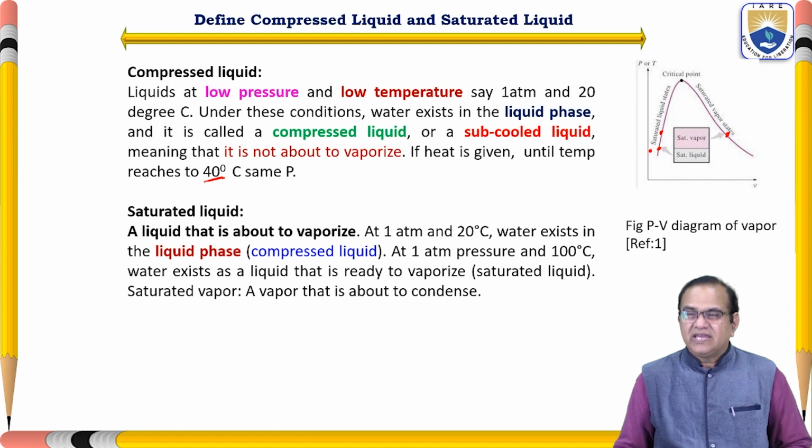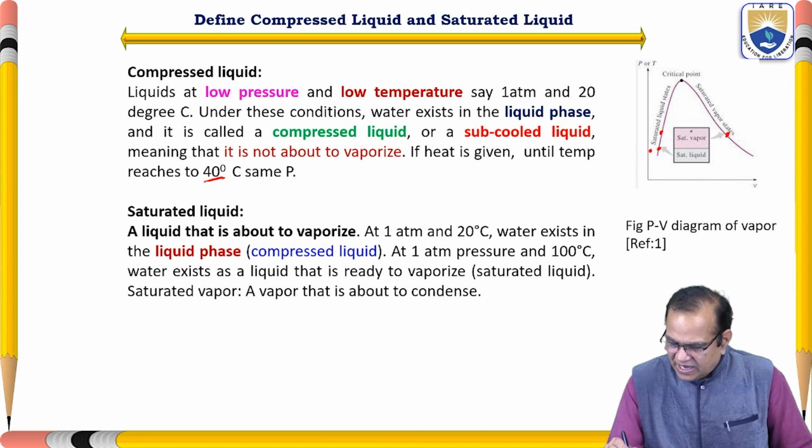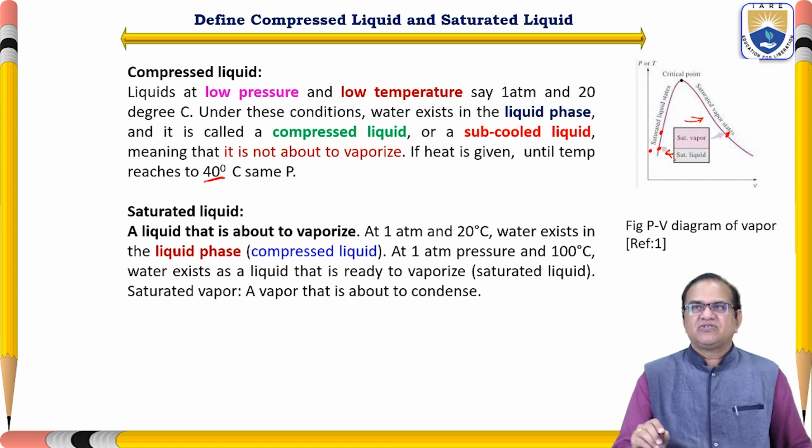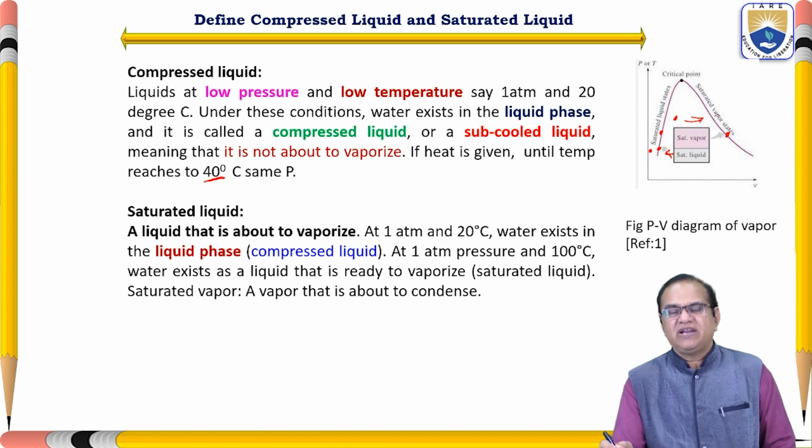So here we have shown the PV diagram of a vapor cycle in this system. So here, as you move towards this, it is saturated vapor. As you move towards this, it is saturated liquid. And in between here, we have the mixture of liquid and vapor.